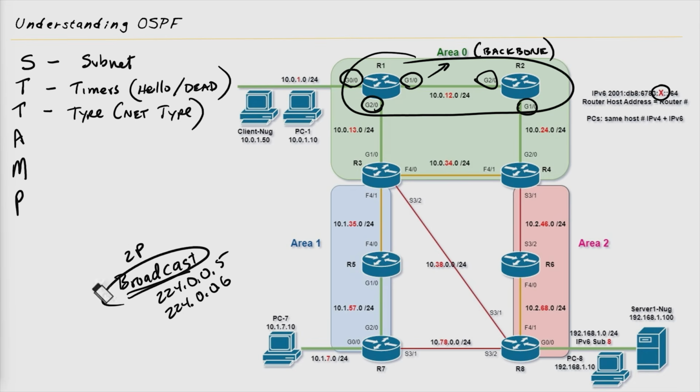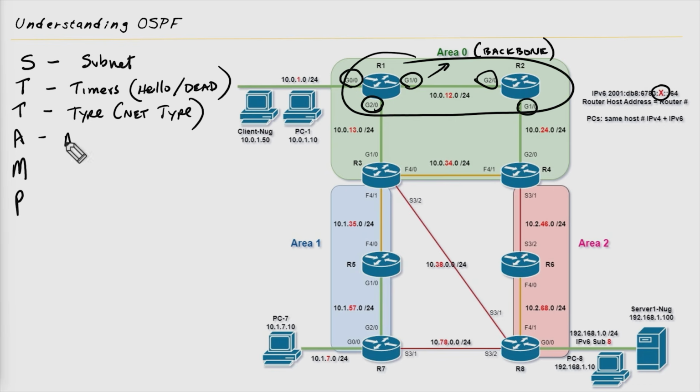All right, so let me clean that up a little bit. The A is for area. So they need to agree on a couple things. They need to agree on the area ID. They also need to agree on the type, the area type. So this is a good chance for us to discuss different area types in OSPF.